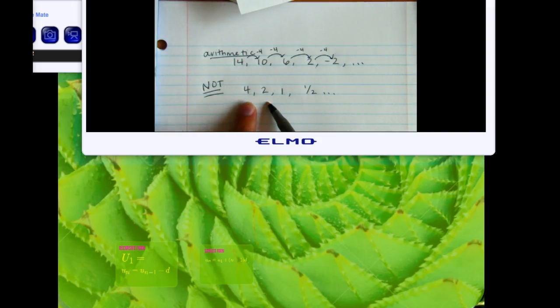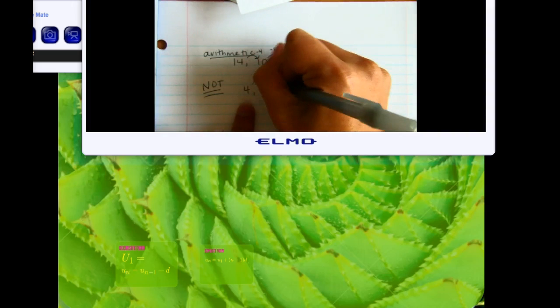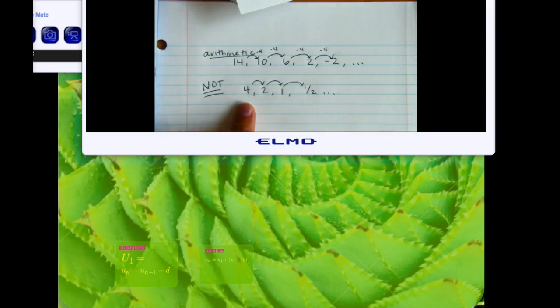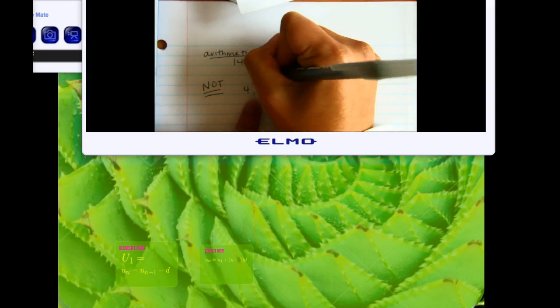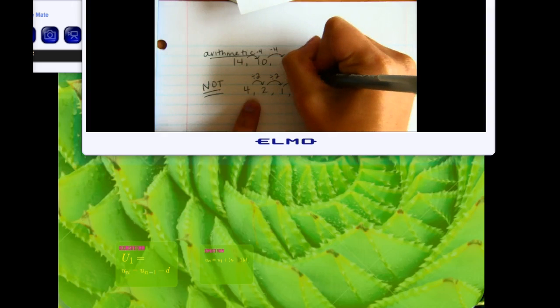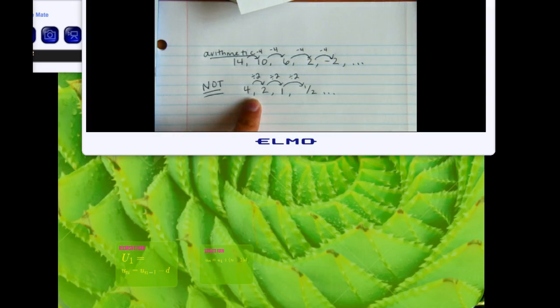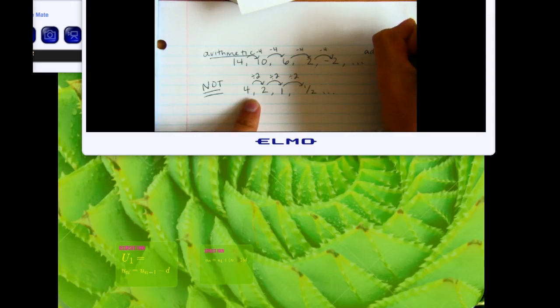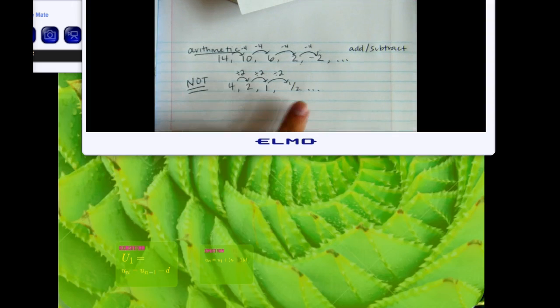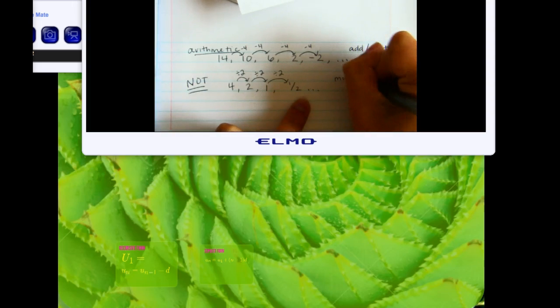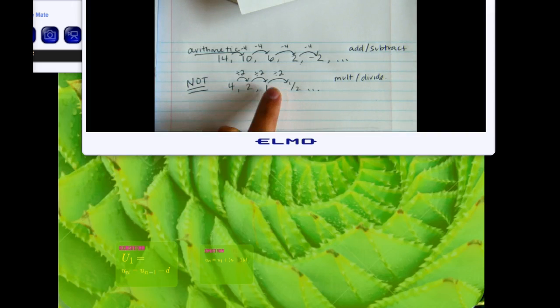Versus in this sequence, this is not considered arithmetic because to get from term to term here, although I'm doing the same thing every time, instead of adding or subtracting, in this case I am dividing each of these terms by 2. So adding or subtracting makes an arithmetic sequence versus multiplying or dividing makes a geometric sequence, which we'll actually talk about later. Don't worry about that for now.